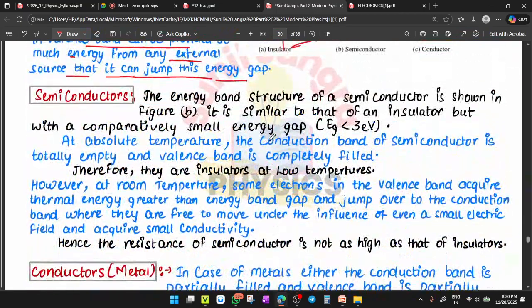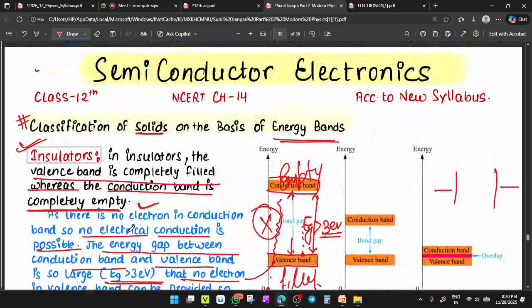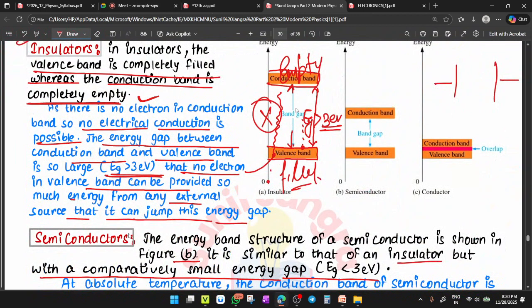Next material is semiconductor. The energy band structure of a semiconductor is shown in figure B. It is similar to that of an insulator, but remember here the energy gap is slightly lesser than the previous one, a comparatively small energy gap. Previously you saw the energy gap is very large, like 3 electron volt. Now the energy gap is less than 3 electron volt.